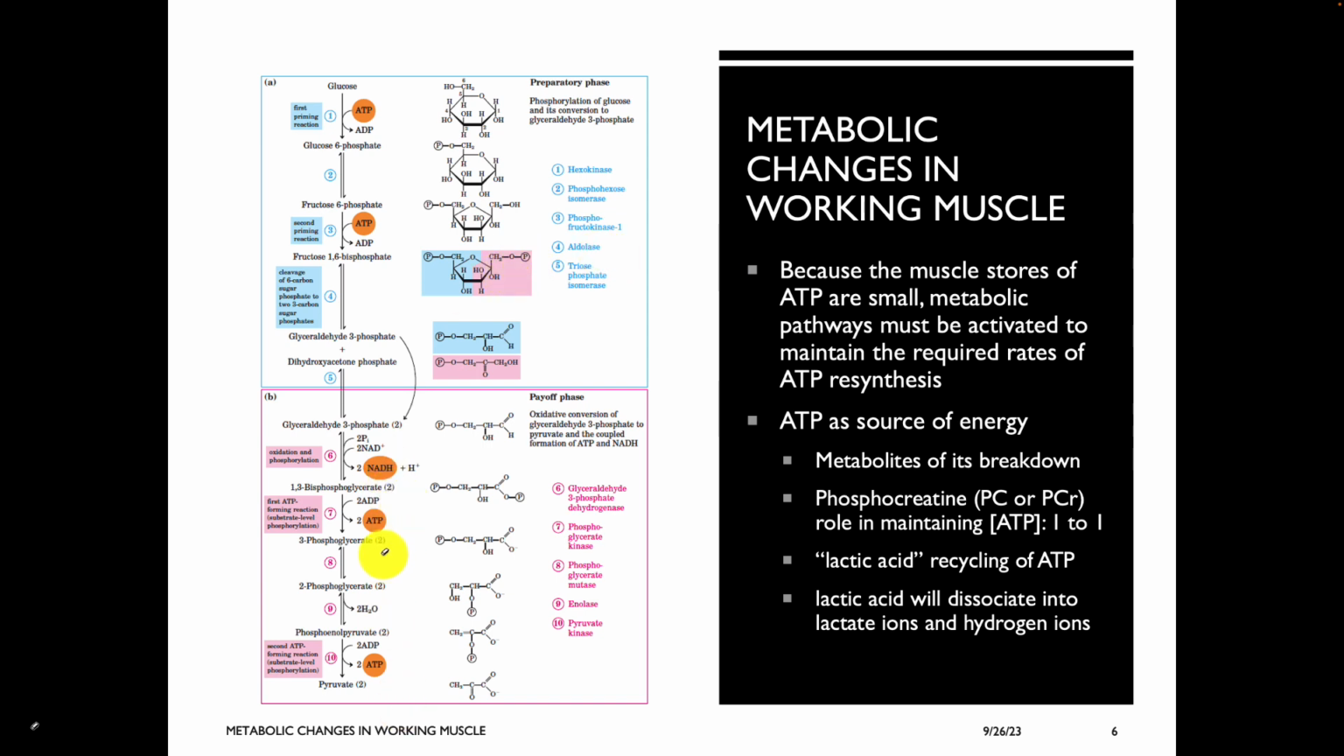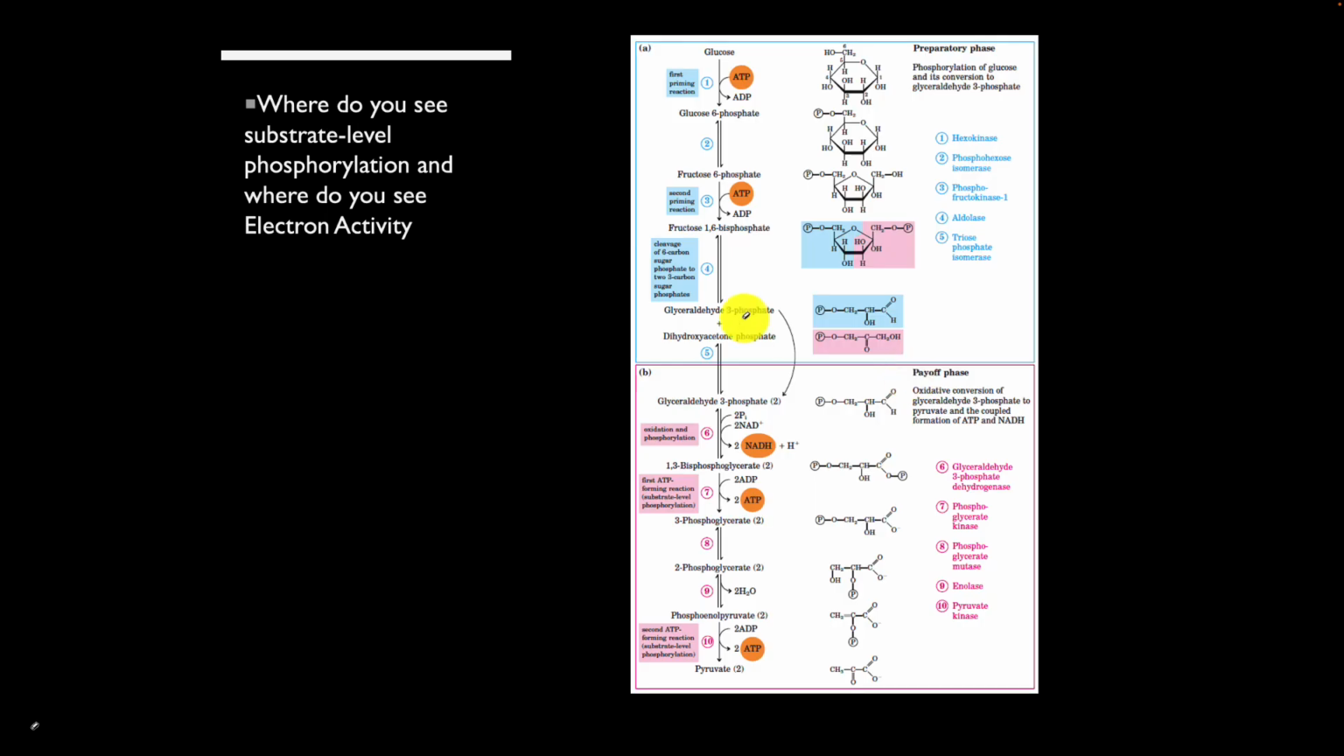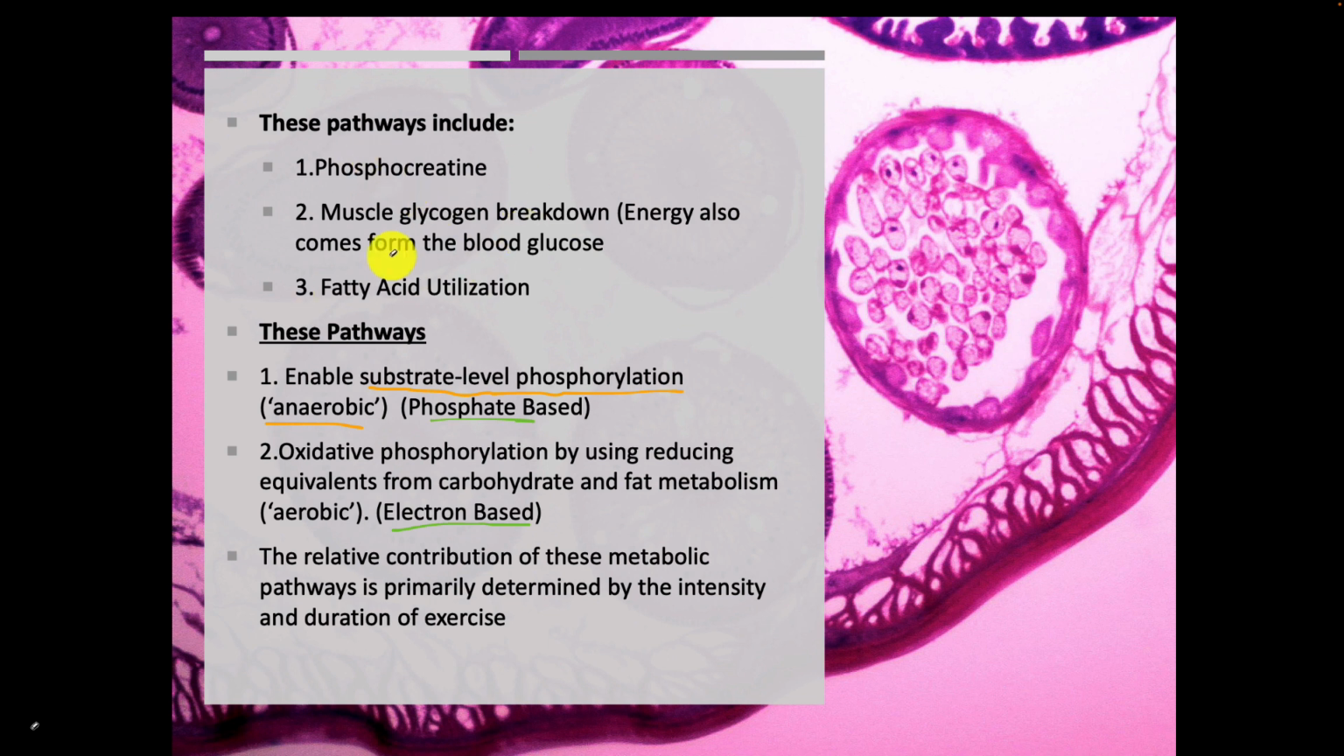Here's that picture again. Now, there are some pretty significant metabolic changes that happen in a working muscle, right? I had told you that skeletal muscle stores small amounts of ATP, right? So metabolic pathways such as this have to be activated to resynthesize ATP, right? So when we go back to this slide here, we know that phosphocreatine is going to help restore ATP.